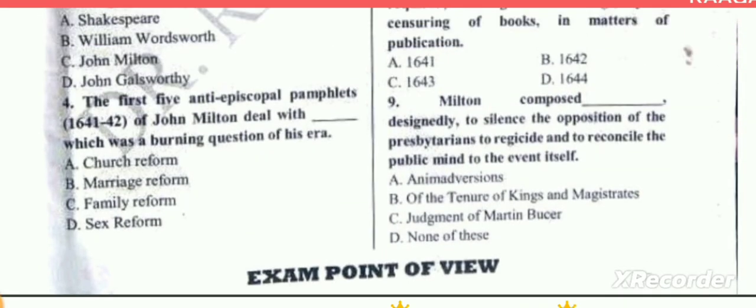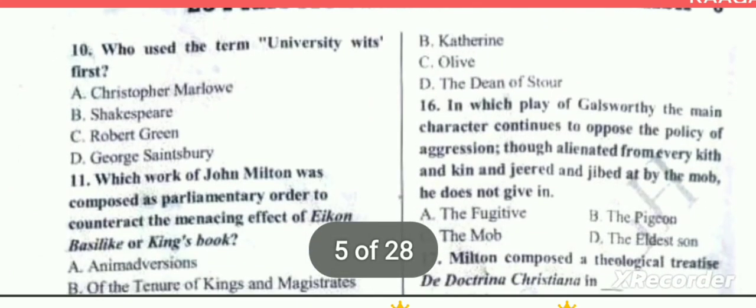Next, the tenth question. Who used the term University Wits first? Options are A. Christopher Marlowe, Shakespeare, Robert Greene, George Saintsbury. Option D is correct. George Saintsbury used the term University Wits for the first time.